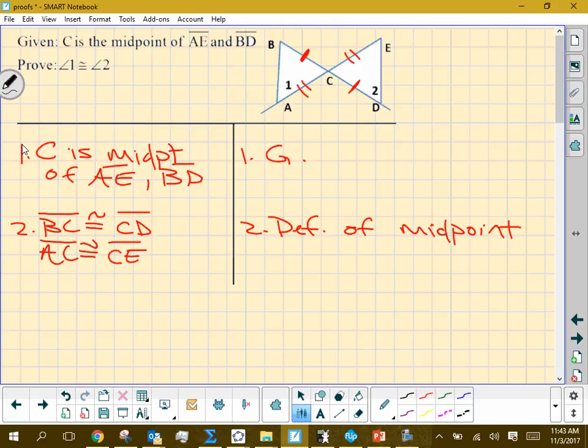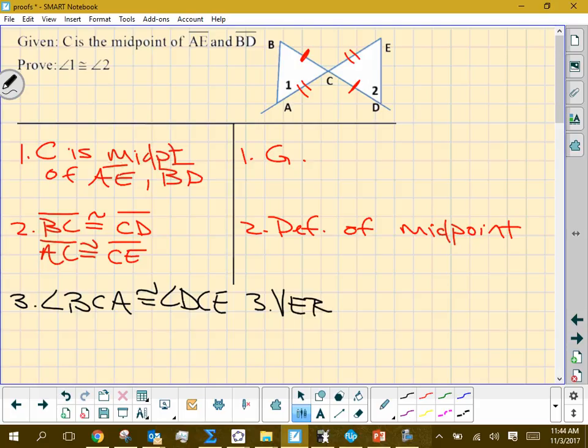So what's the angle then? Okay, be careful. I'd go BCA congruent to DCE. But again, if you named it ECD, that'd be fine as well. So what is the reason for that? Vertical angles are congruent. It was a theorem that we had.